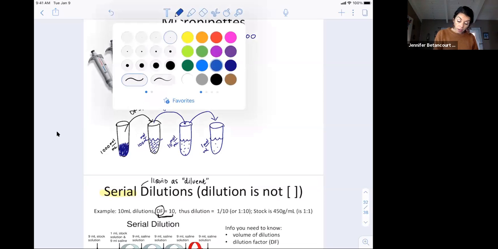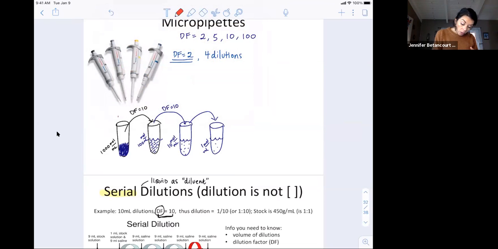So this is your stock. In this example, this was your stock. Your stock is always called 1-to-1. And then if you divided the concentrate, if you had a DF of 10, this next tube would be called 1-to-10. And then if you did the dilution again, this next one would be called 1-to-100. Each time you're just multiplying by the dilution factor. And this is 1-to-1000, etc.